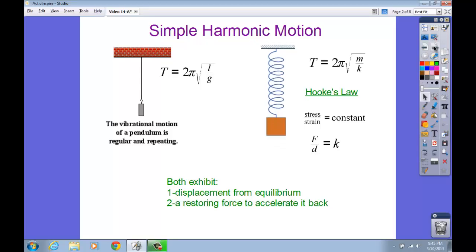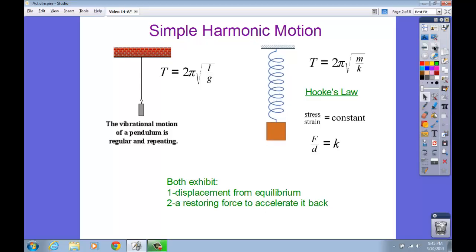If we look at the equations for the pendulum and the mass on a spring, we see that they're very similar. The period of a pendulum, or how long it takes to complete one cycle, is equal to 2 pi times the square root of the length of the pendulum over the acceleration due to gravity. And we saw before in our Paul Hewitt video, when we looked at rotational inertia, that the length of a pendulum will determine how long it takes the pendulum to swing.